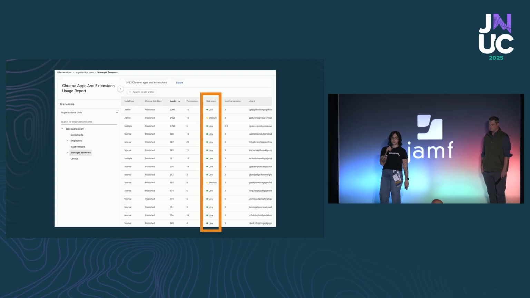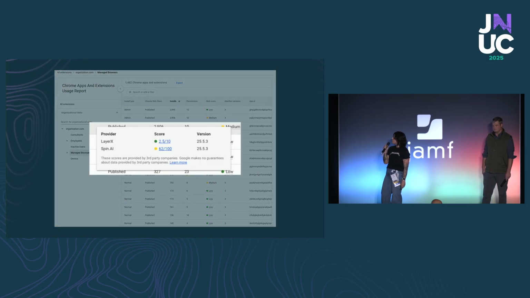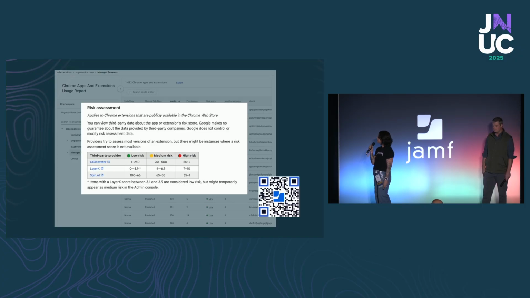And that includes risk scoring for all of the extensions, so you can start immediately making decisions. If you have high-risk extensions, you can start blocking them immediately as soon as the browsers are enrolled. You can do it through the console, which is wonderful. Those scores come from a few different third parties that Google provides to help you process that data.